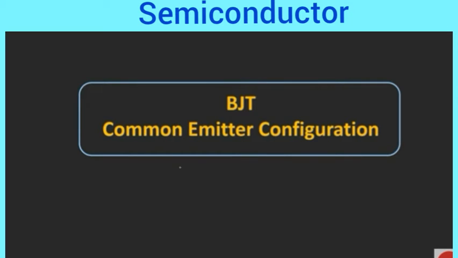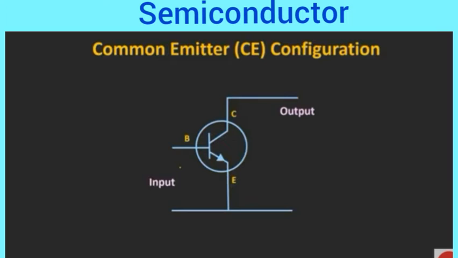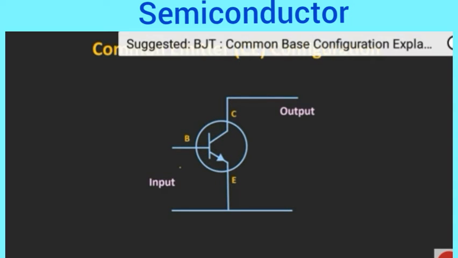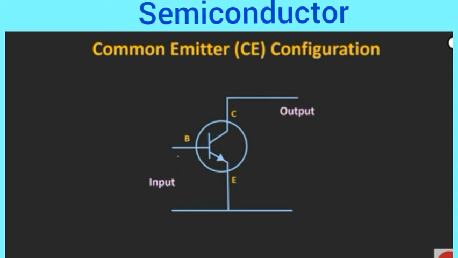Common emitter configuration of the BJT. This common emitter configuration is used most of the time when the BJT is used as an amplifier. In this configuration the emitter terminal is common between the input and the output side. That means the input is applied between the base and the emitter terminal, and the output is measured between the collector and the emitter terminal.